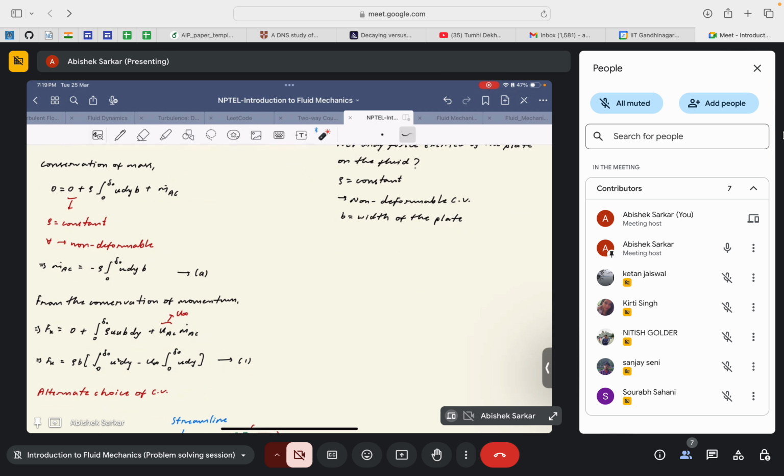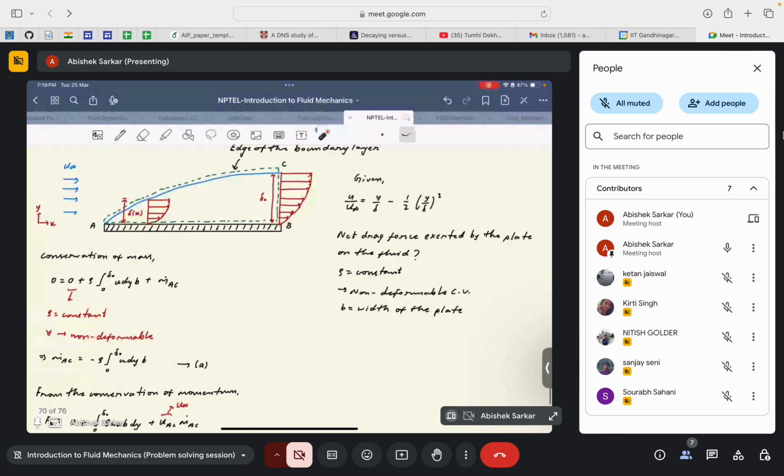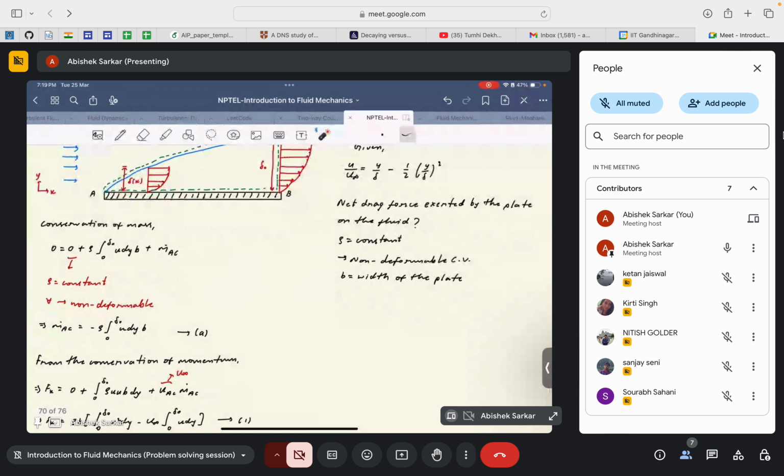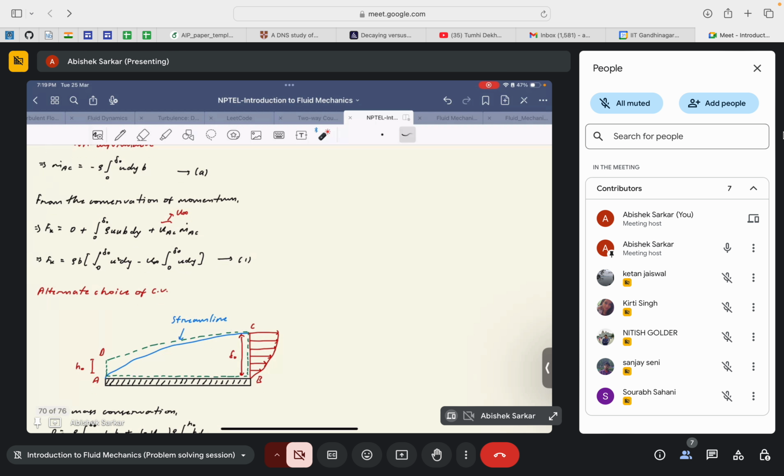Again, just substitute the value of u in this equation, you will get the result in terms of u infinity and delta naught, and rho b. But now let us consider a second scenario. Let us consider a different type of control volume. Initially we saw that our initial control volume was of this form, which was just following the shape of the boundary layer.